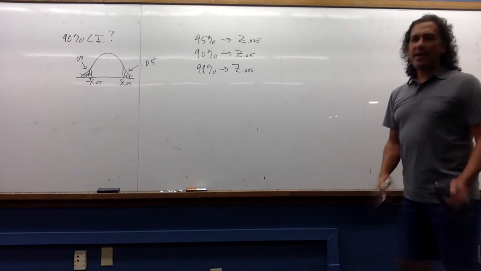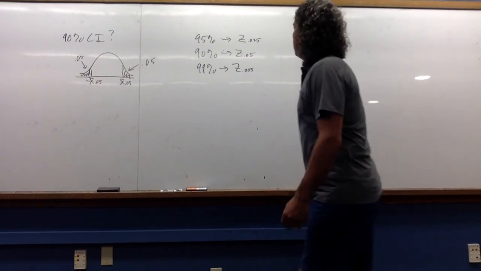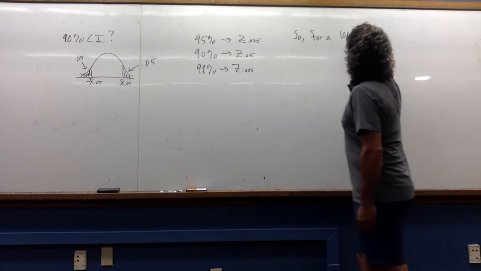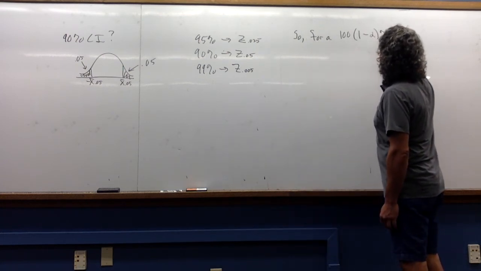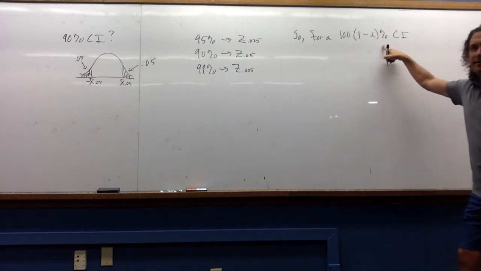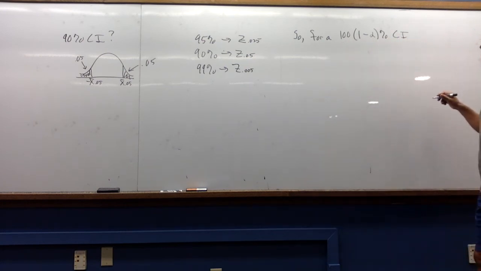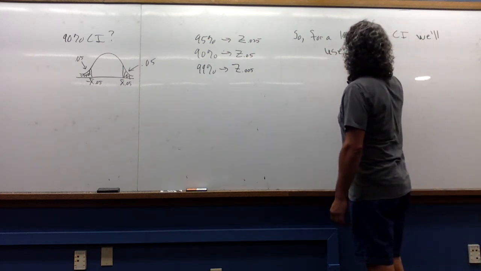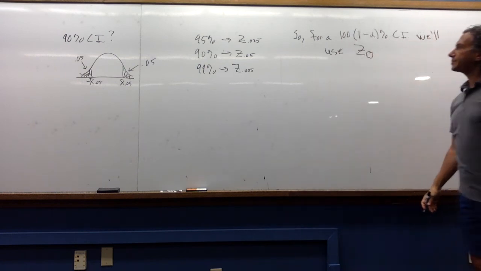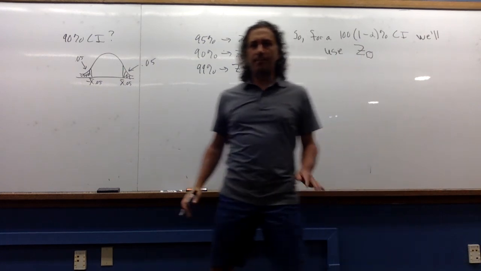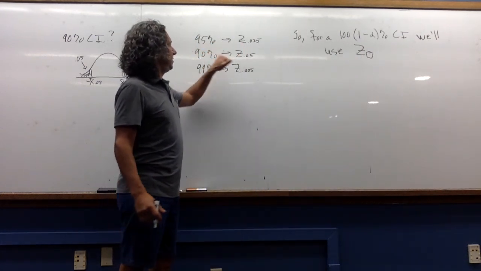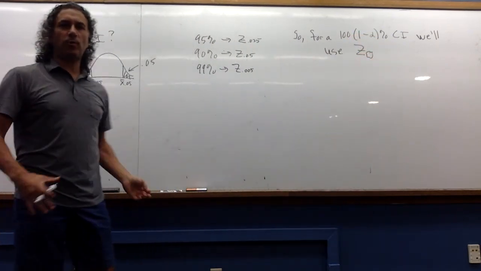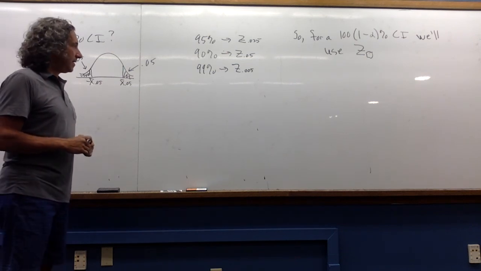So let's see if we can come up with a generalized formula. For a 100 times 1 minus alpha percent confidence interval, it's a little weird. You'll see why I'm writing it like this in a minute. For a 100 times 1 minus alpha percent confidence interval, we'll use z sub blank. See if you can pause the video, take a look here, see what you put here, and then you'll see why I'm writing it as 100 times 1 minus alpha. Give that a shot.